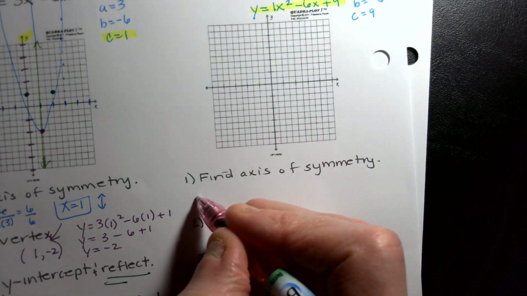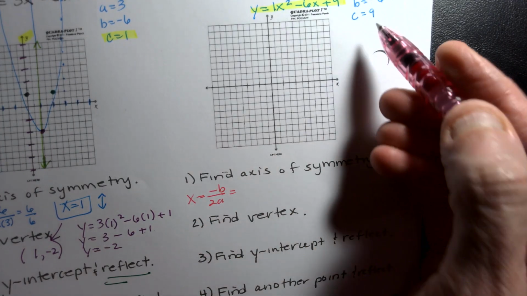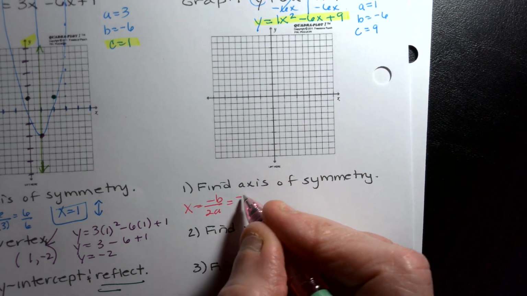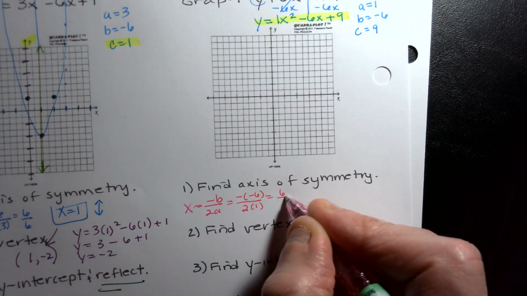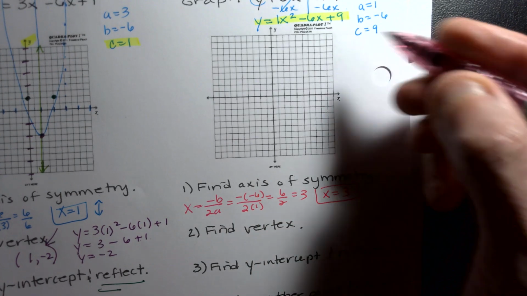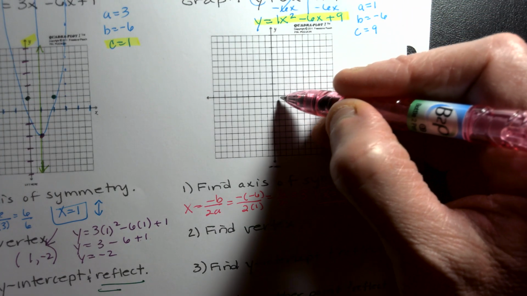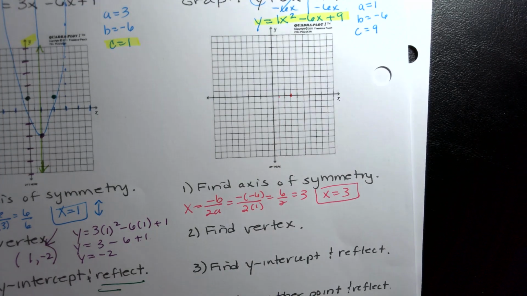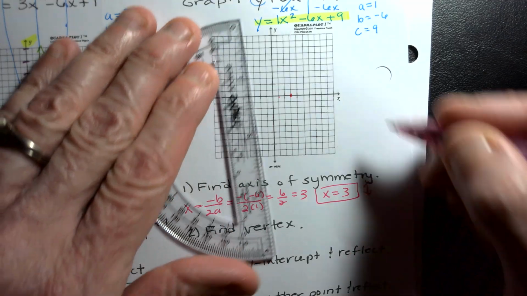Axis of symmetry, x equals -b over 2a. The opposite of b, it's a -6. So -6 over 2 times 1 equals 6 over 2 equals 3. X equals 3. I'm going to go graph it, and I'm going to not count by the bigger dashes this time. 1, 2, 3. Draw my line right through it. It's always vertical. Always vertical.